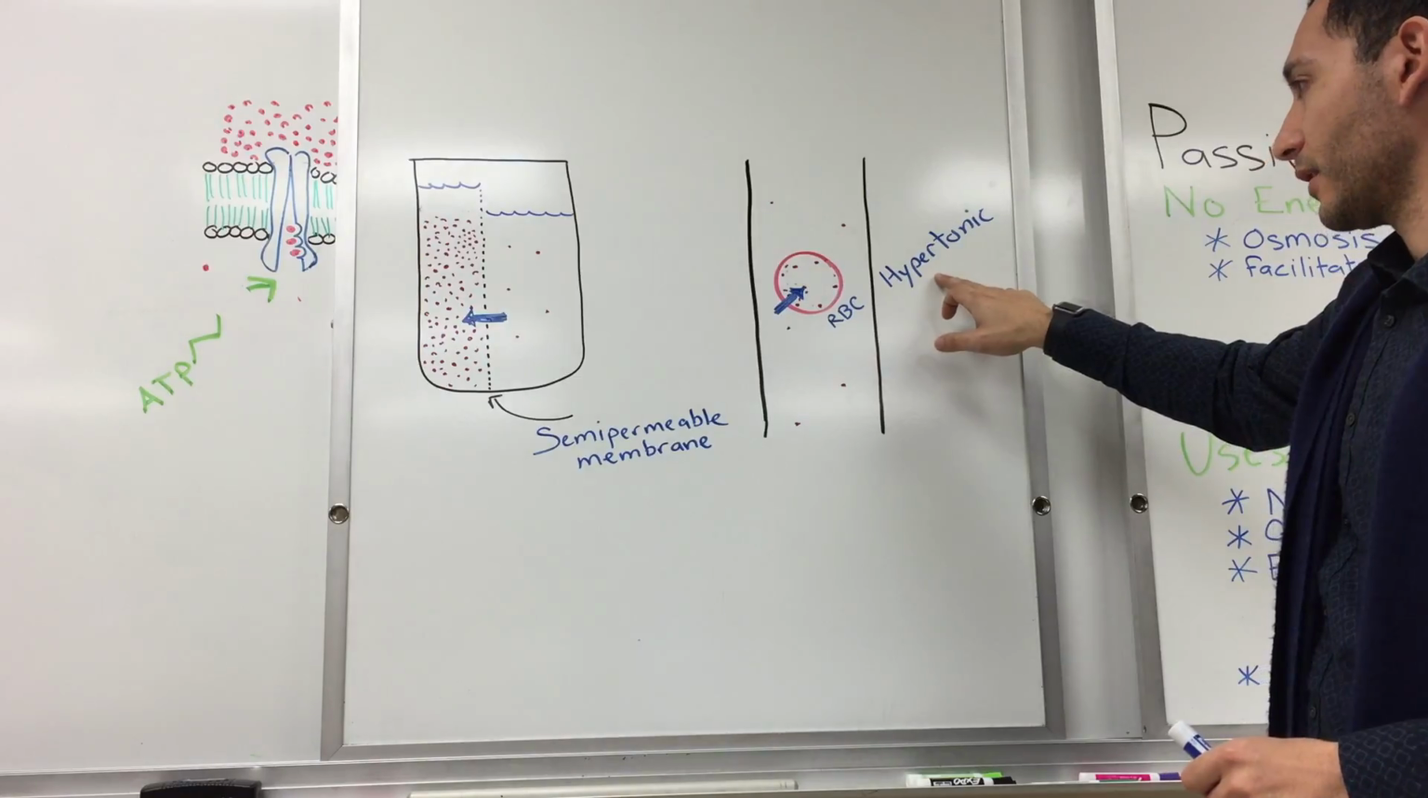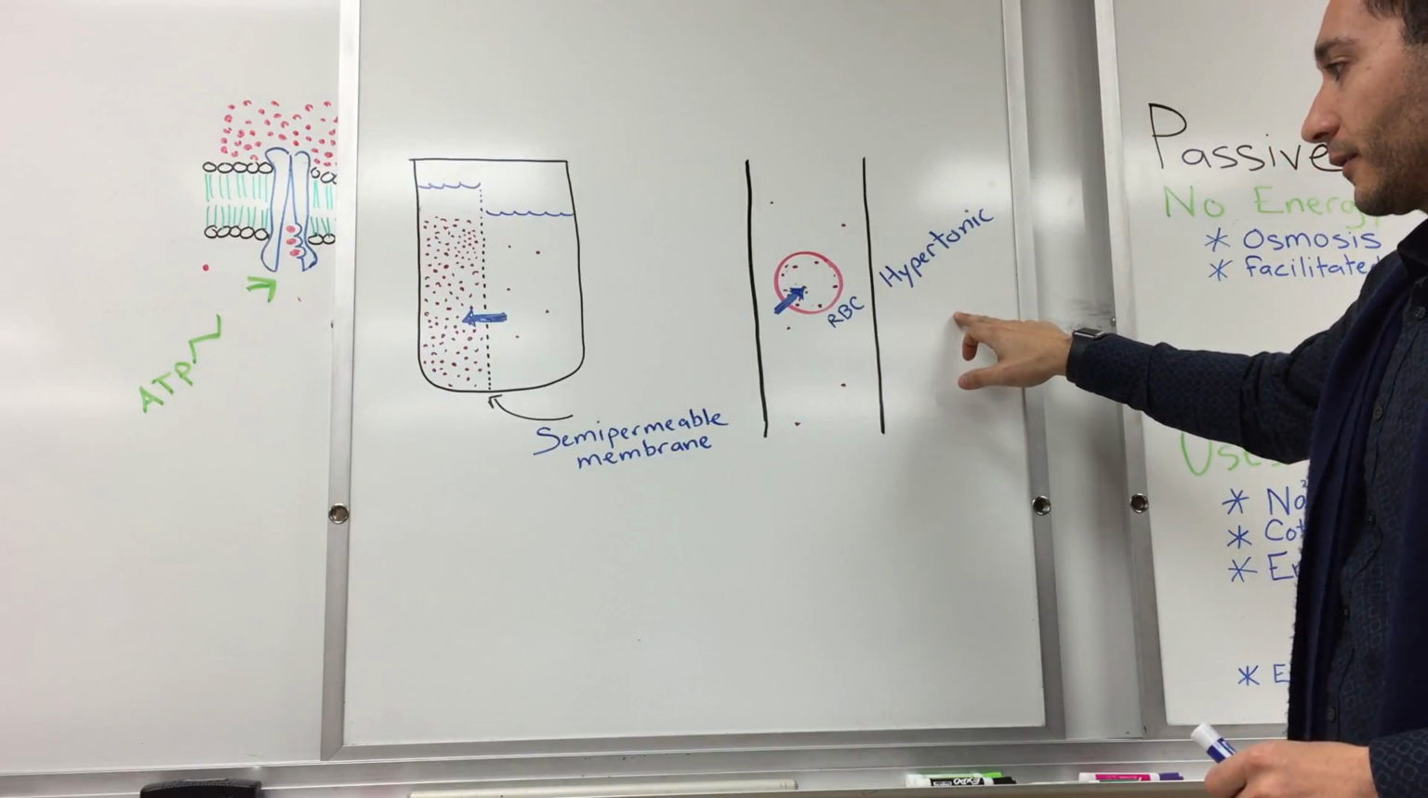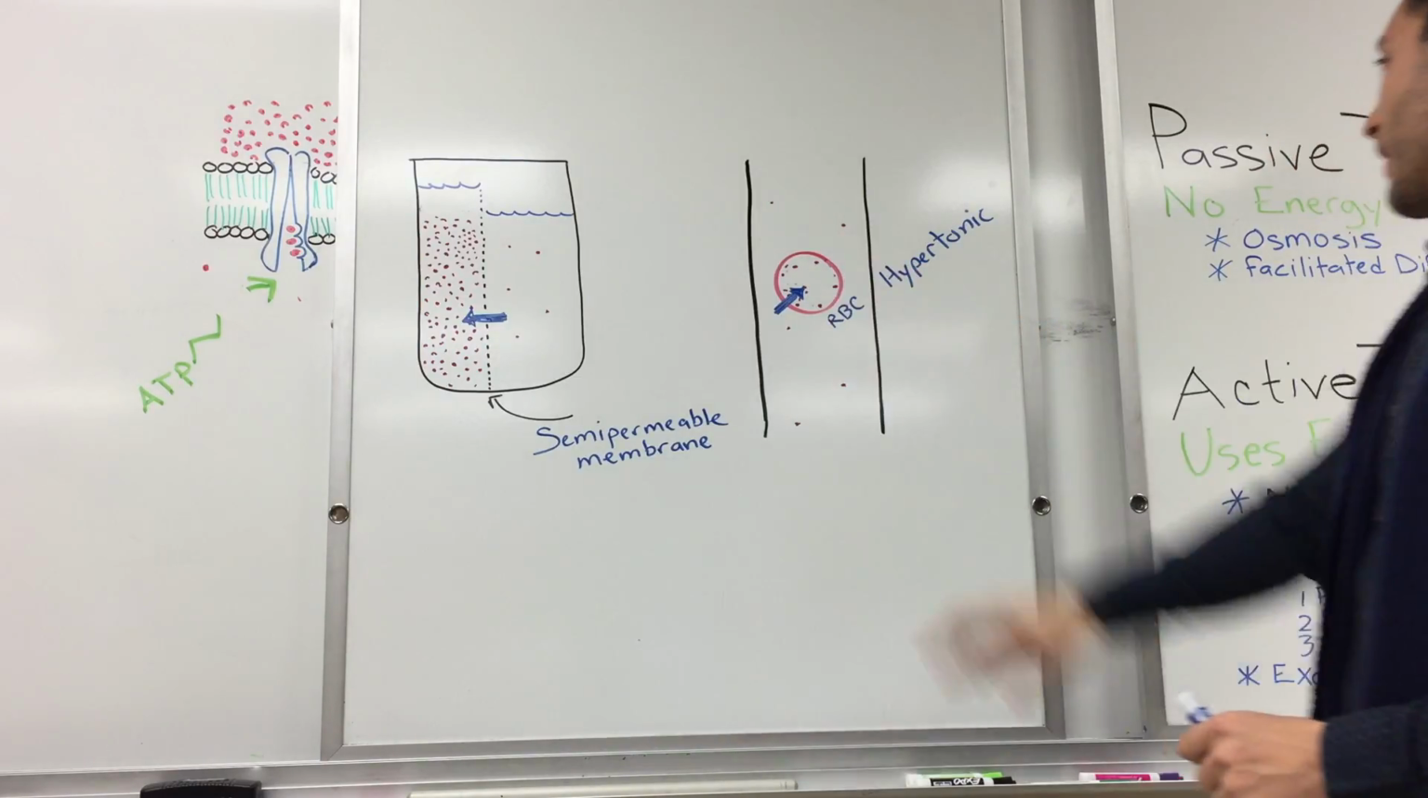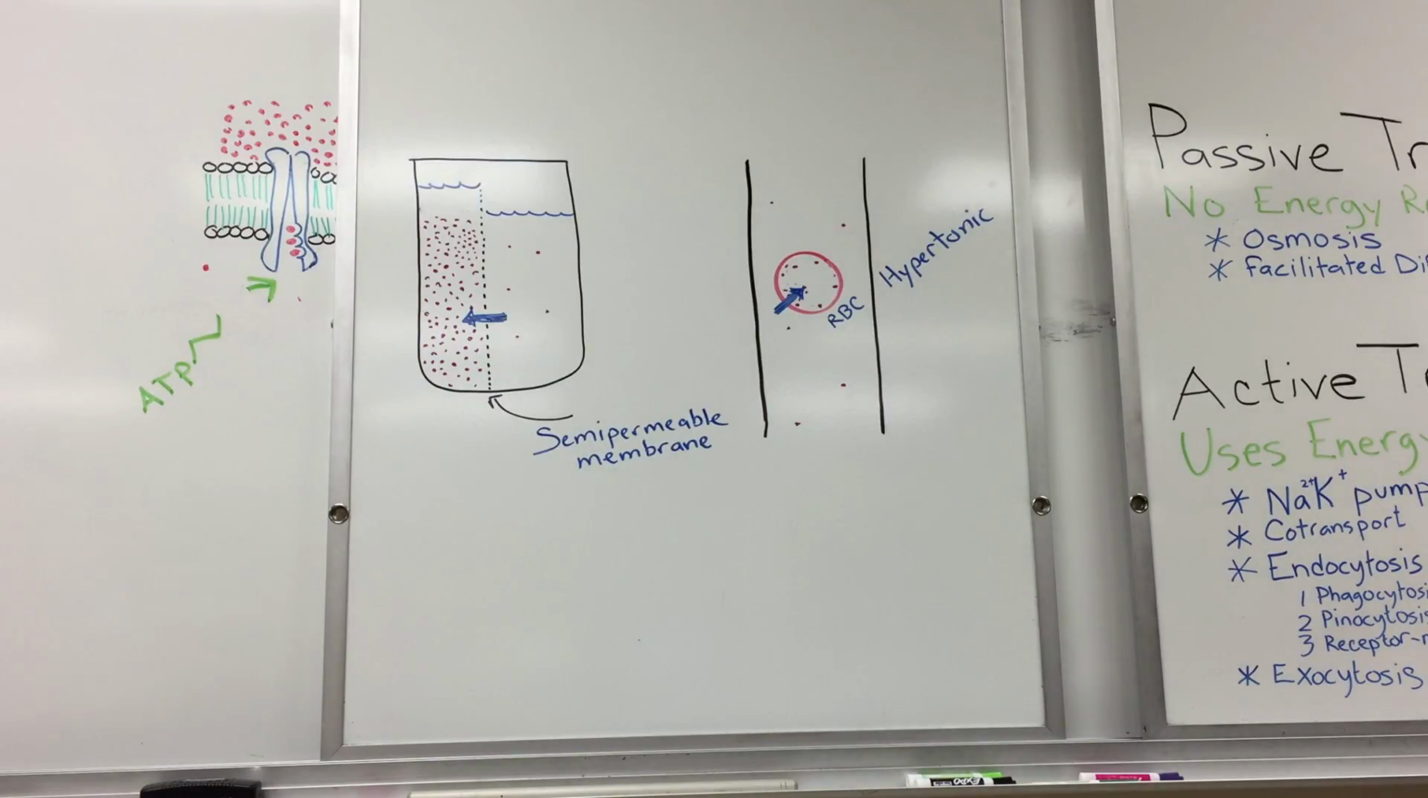Isotonic, hypertonic, and hypotonic. This is all passive transport. This requires no energy, and this is again osmosis, where we are talking about water being able to flow through a semi-permeable membrane at any point with no energy.